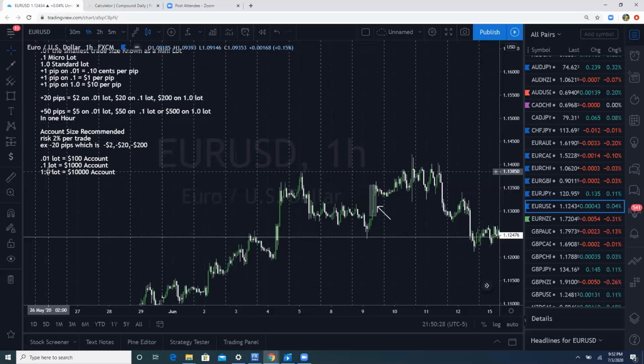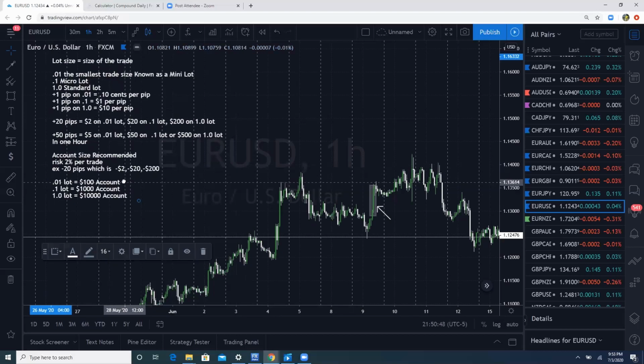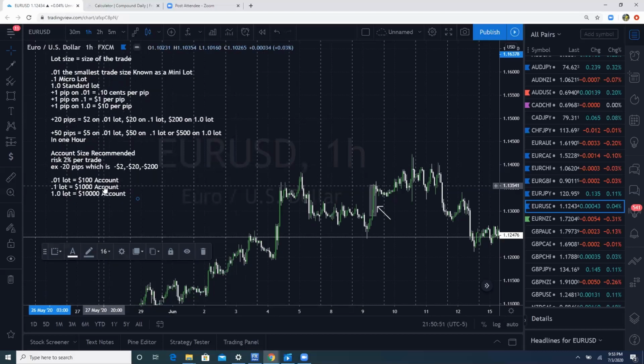Or if you had a 0.1 lot size trade, you would probably need $1,000 recommended to place that trade. And for a standard lot, you would need $10,000 to properly trade at that size. So, you don't really need a whole lot of money to start trading. You could actually start gaining money in Forex. And a lot of people would ask, if I have a small account, how does it really grow?